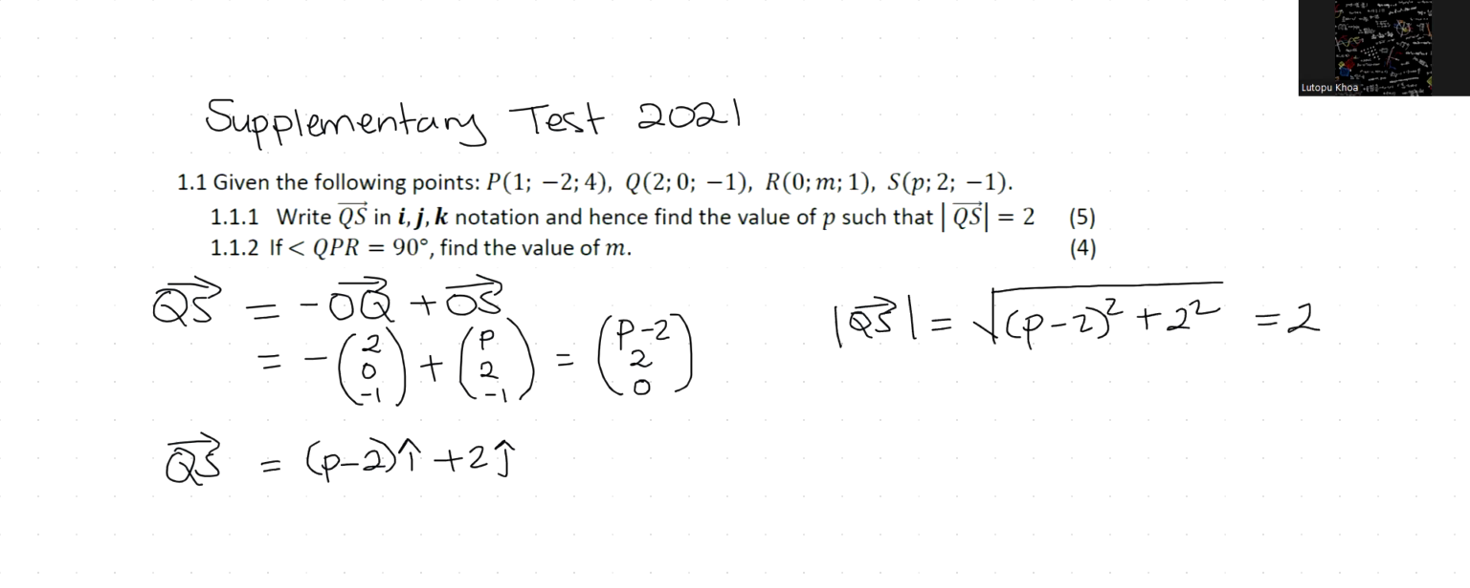To get rid of the square root, we square both sides. P minus 2 squared plus 4 is equal to 4. So this means P minus 2 squared is equal to 0. This means that P minus 2 is 0. And this means that P is equal to 2.